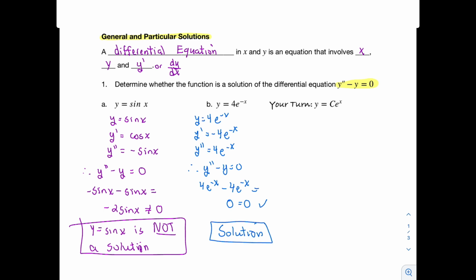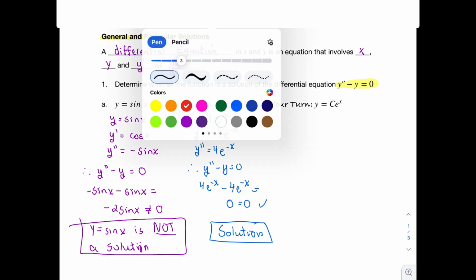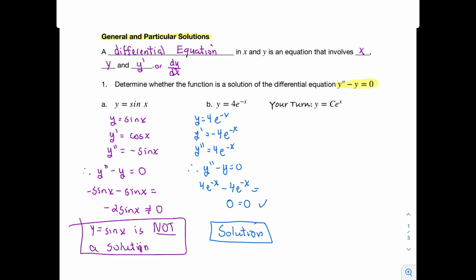Okay, now I want you to try this problem. Is the equation y equals ce to the x a solution to the differential equation? All right, let's see how you did.